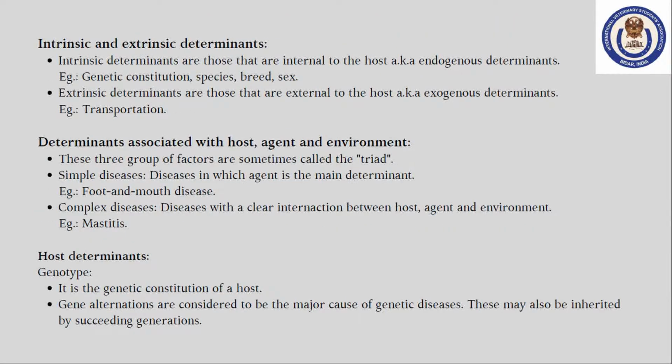Next is intrinsic and extrinsic determinants. Intrinsic determinants are those which are internal to the host, and also these are known as endogenous determinants, like the genes, the species, breed, sex, age. These are all the intrinsic determinants. Extrinsic determinants are those which are external to the host, like transportation, which can be a determinant in the causing of bruising in the carcasses, and these are also known as exogenous determinants.